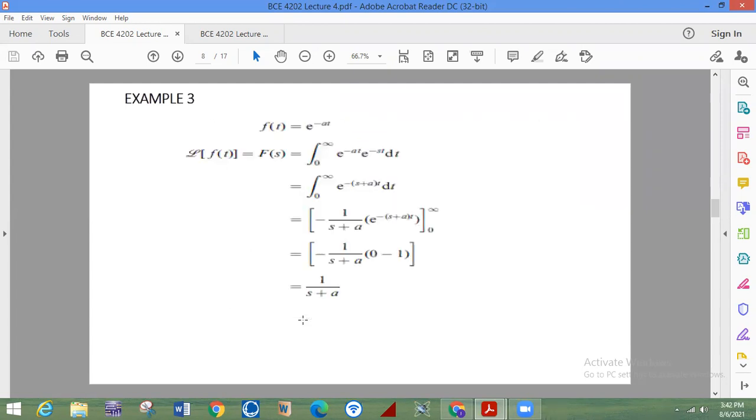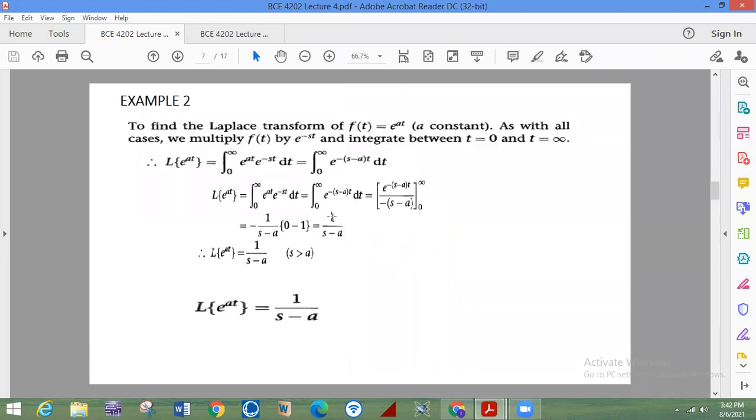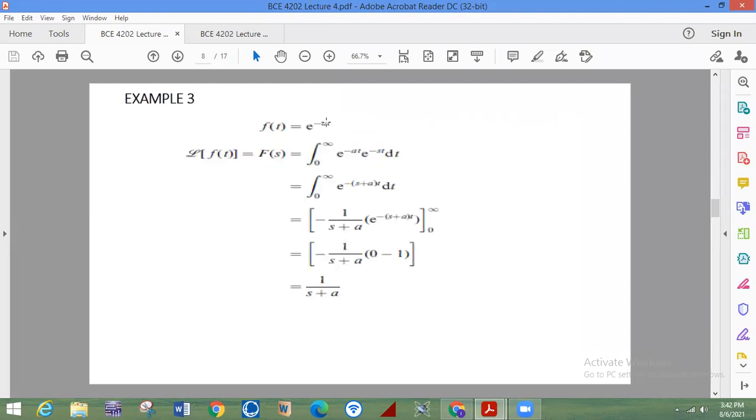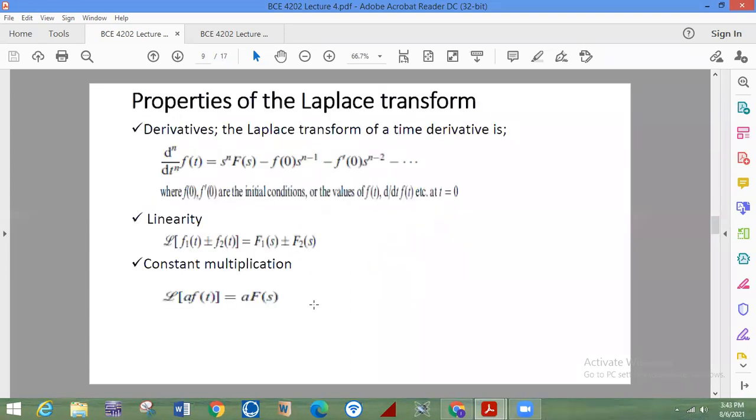Okay, example 3, the same thing. In the previous example, it is a positive. Then here in this example, it is a negative. And you see what happens. The sign changes in the denominator. Okay, this is just a review from our engineering mathematics.